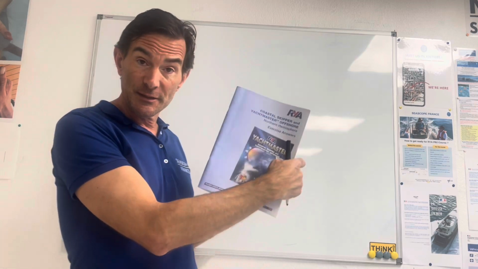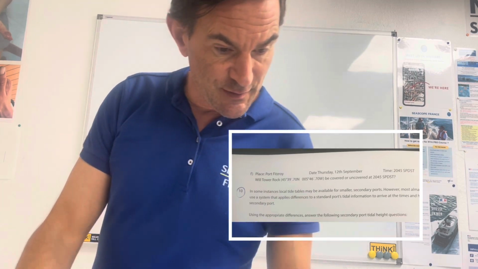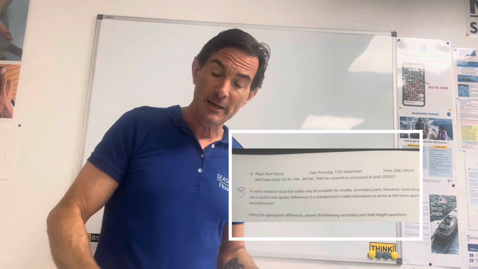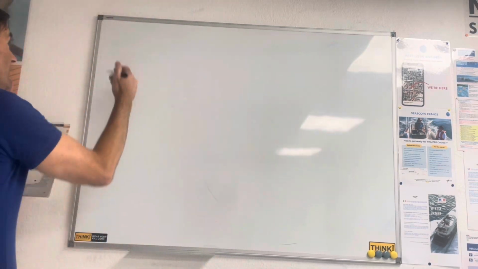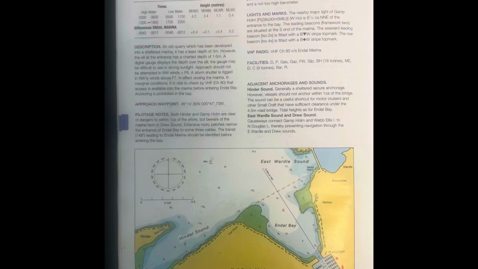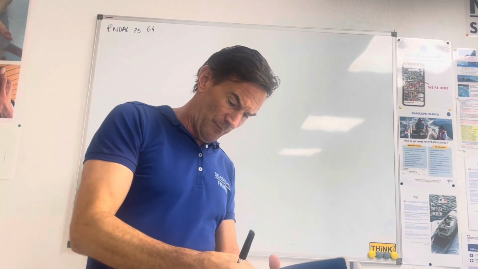So I'm going to use an example from an RYA Yachtmaster syllabus on page 36, question 10, part A, and this is Endal Marina, so it's a secondary port height calculation. The first thing to do is to look in the training almanac and find where this secondary port is. We find that it's on page 64, so we make a note of the secondary port and the page number that we're looking at. And then we go to page 64 and we have a look at the information about the secondary port.